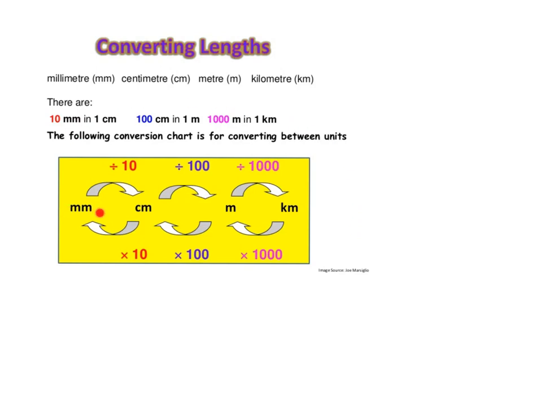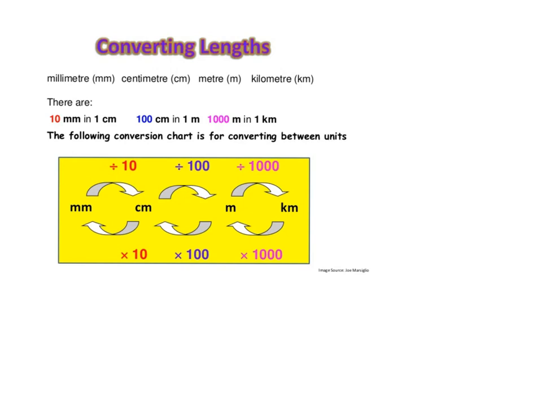So we start off here with our millimeters. So if I'm going from my millimeters to my centimeters, I would divide by 10. Centimeters to meters, I would divide by 100. And from meters to kilometers, I would divide by 1,000. And the reason why I would divide is because I'm going from a smaller unit of measurement to a bigger unit of measurement. And so my number would decrease in size.